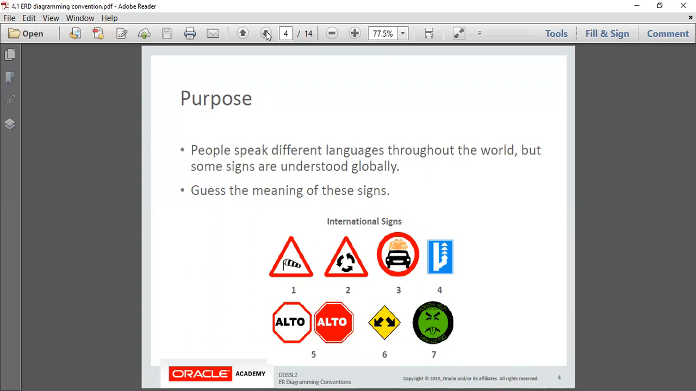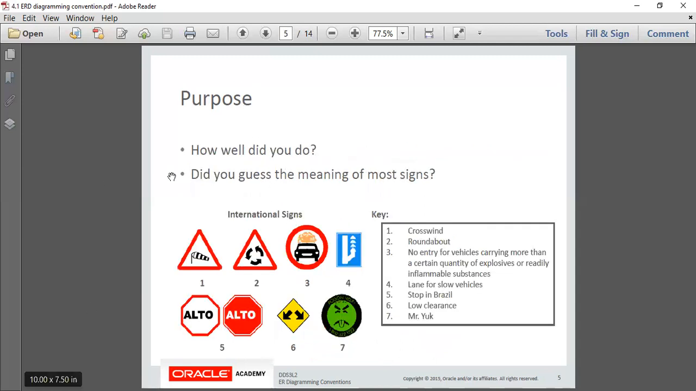So as you can see here, we have some signs, and some of these signs are international, and you can be able to associate, or relate with some of these signs, or interpret what they mean. So here we have a few signs with their meanings. So basically, when we are talking about coming up with database designs, we are looking at drawing conventions which are known across board. So from this, how well did you perform on this?